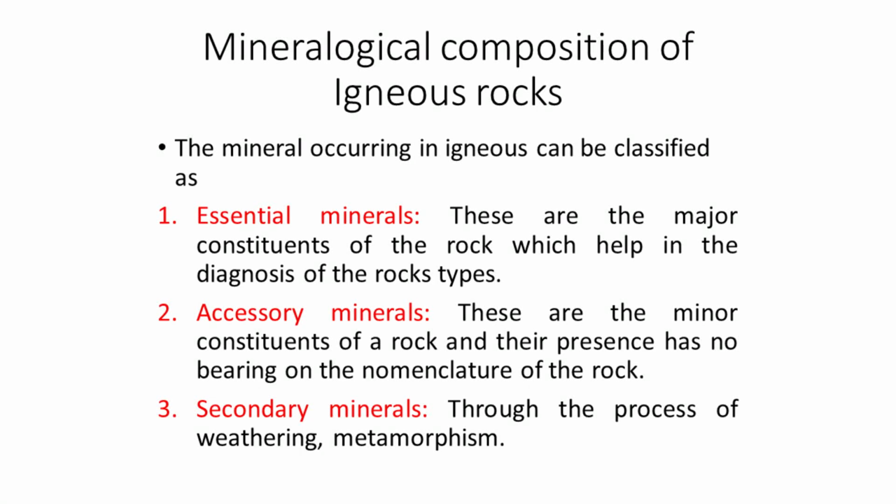Now we will see the mineralogical composition of igneous rocks. The minerals occurring in igneous rocks can be classified as essential minerals. These are the major constituents of the rock which help in the diagnosis of the rock types. Accessory minerals. These are the minor amount in a rock and their presence has no bearing on the nomenclature of the rock. Secondary minerals. Through the process of weathering and metamorphism, the secondary minerals will form.